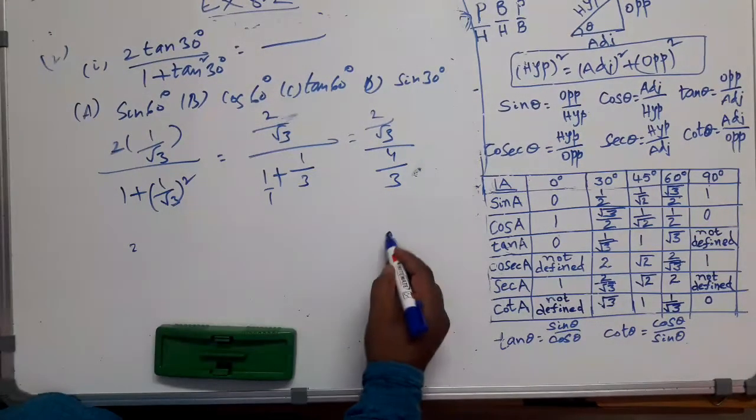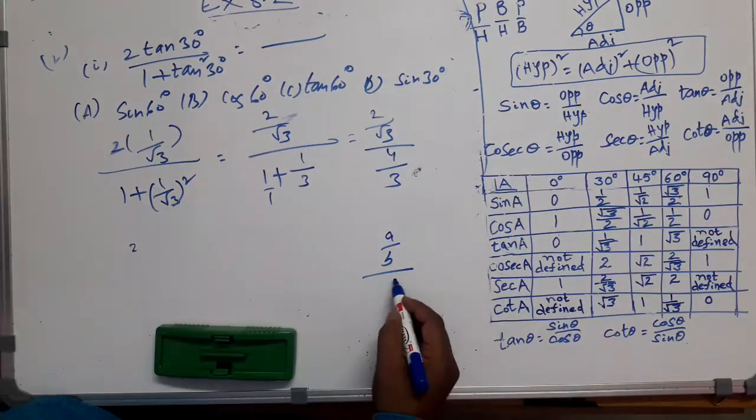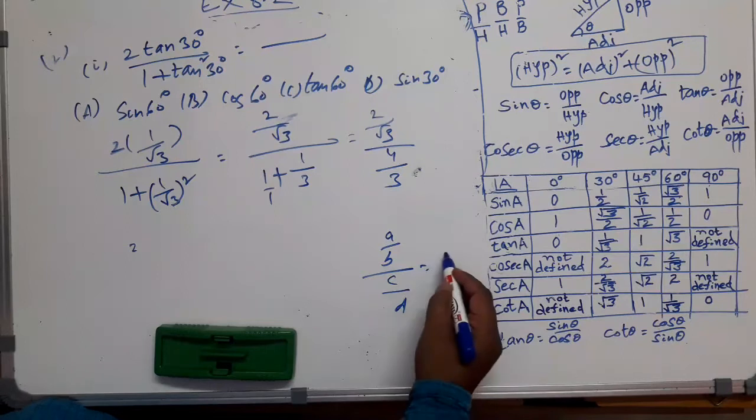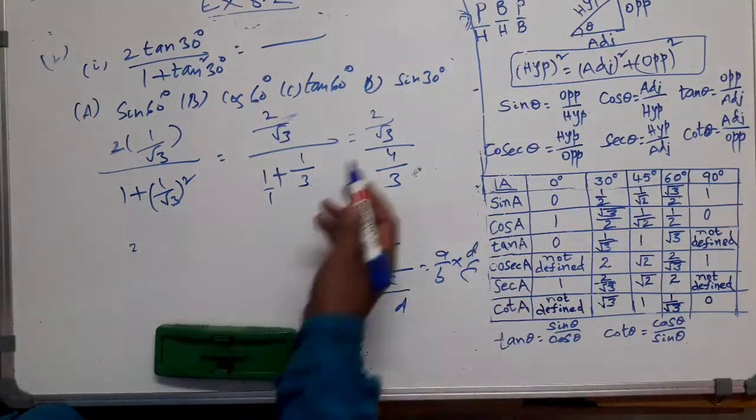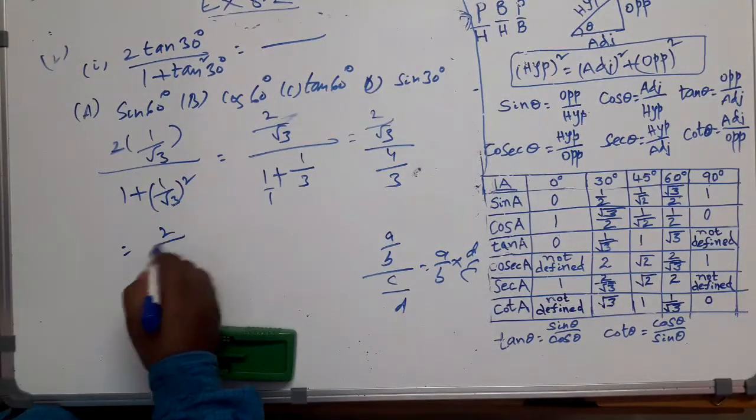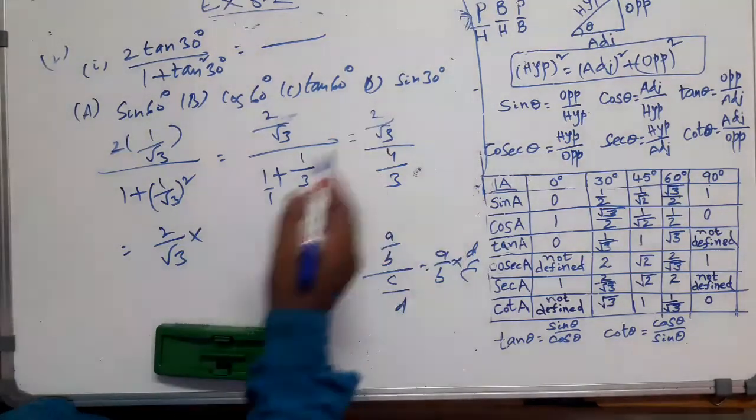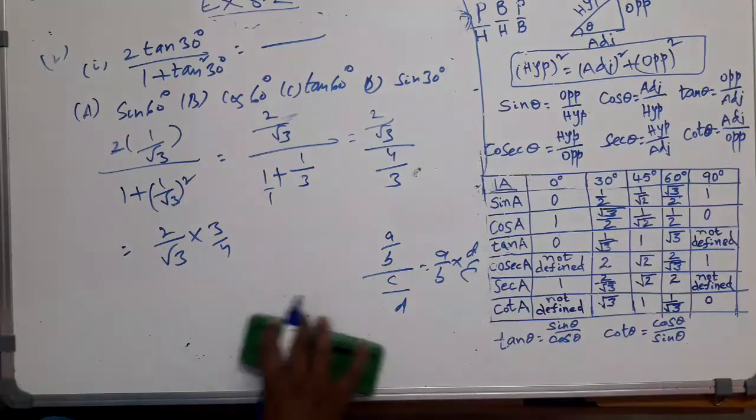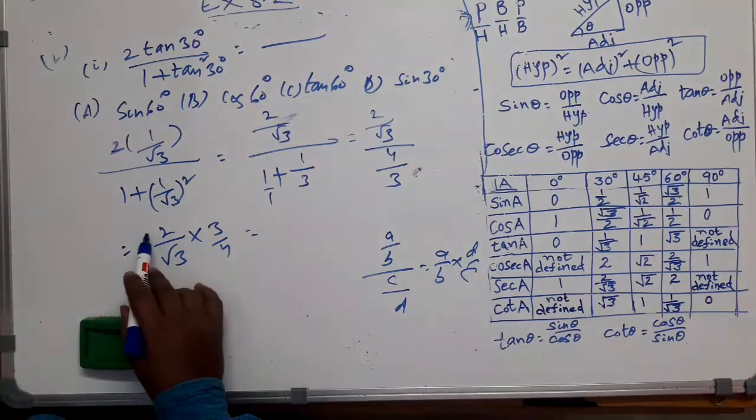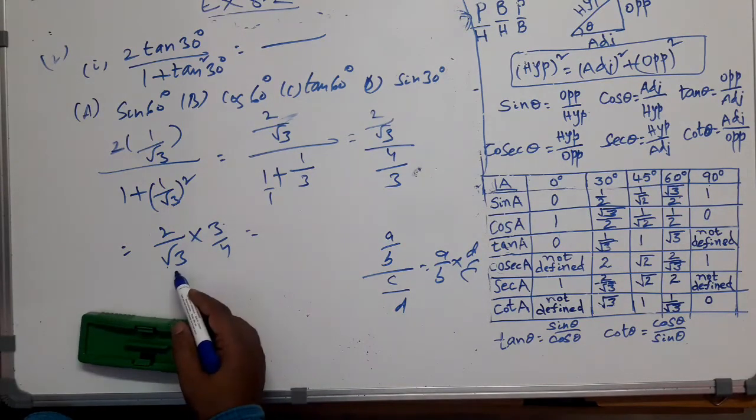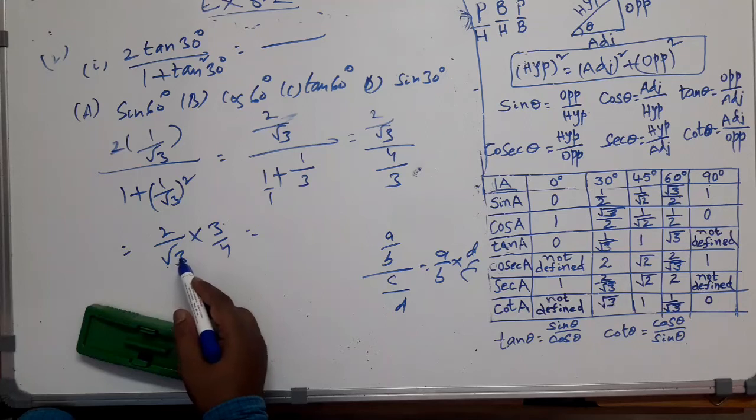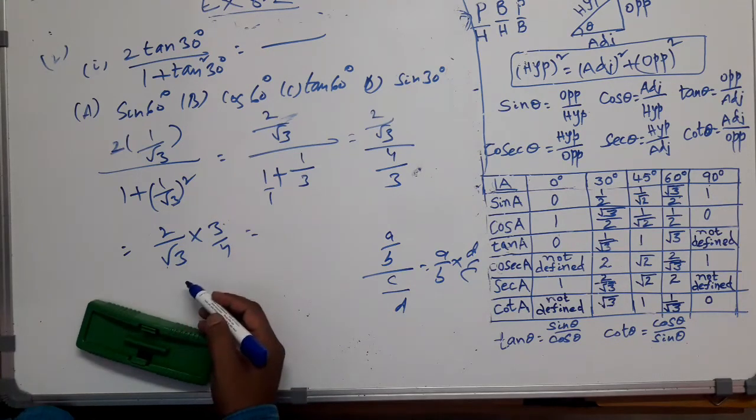So how shall we write? This is of the form A by B whole by C by D. So can I write like this? A by B multiplied by D by C, right? D by C. So this is 2 by root 3 multiplied by 3 by 4. This is 3 by 4. Let us simplify further. Yes, 2 times, right? Again 3 root 3 is there. Earlier we have discussed it. So how shall we proceed? This is an irrational number. I don't want this denominator to be an irrational number. I can rationalize.